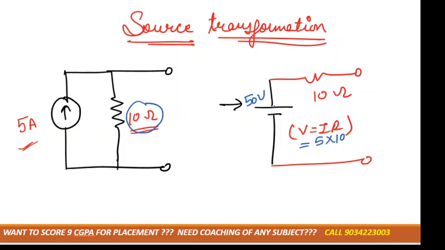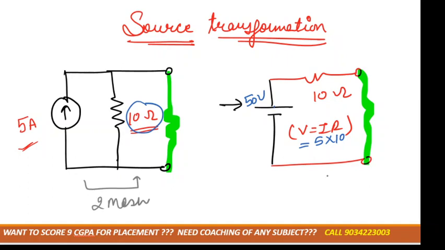Next, vice versa is also possible. See, if I connect any load here, tell me how many meshes are there in this case? Two meshes, right? And how many meshes are in this case? Only one mesh. If one mesh is reduced, then one equation is also reduced. Yes or no? If one mesh is reduced, then one equation is also reduced. So your solving time would be reduced. So we recommend converting the current source into the voltage source.